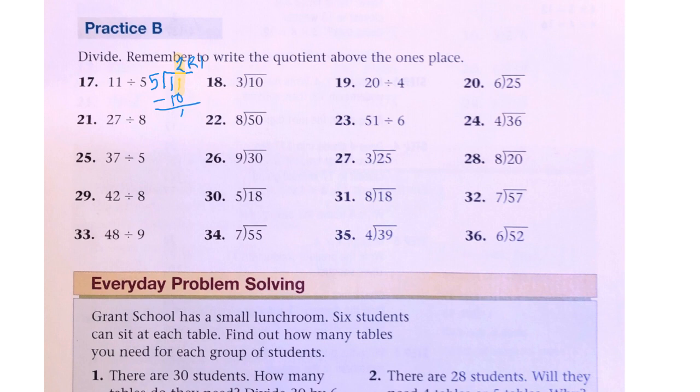Let's try 18. How many times can 3 go into 10? 3 times. 3 times 3 is 9, with 1 left over. So we have 3, remainder 1. 19. 20 divided by 4. 20 goes in the box. 4 is doing the dividing. 4 goes into 20 5 times. 5 times 4 is 20. When there's 0 left over, you don't have to write the remainder 0.